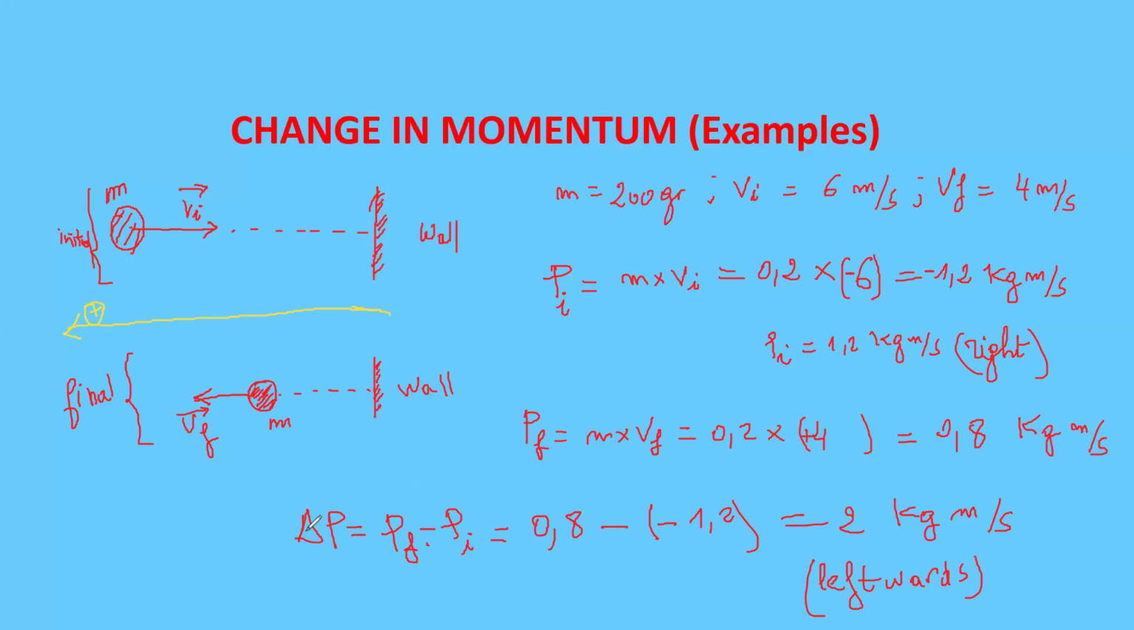Now, delta P, the change in momentum, is always final minus initial. The final is 0.8 minus the initial, which is minus 1.2. The result is 2 kilogram meter per second. Or I can say 2 kilogram meter per second leftwards. So it means that the positive is to the left.